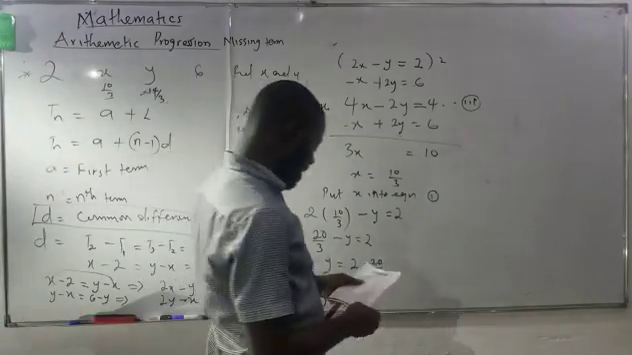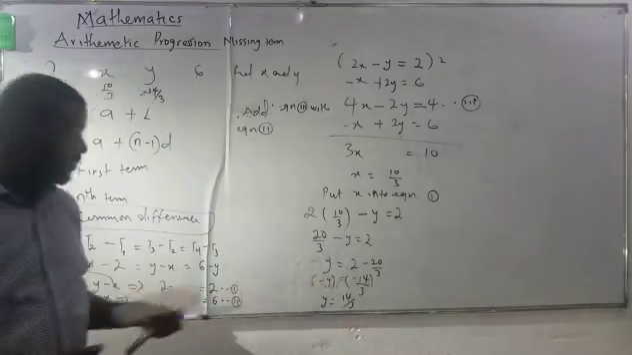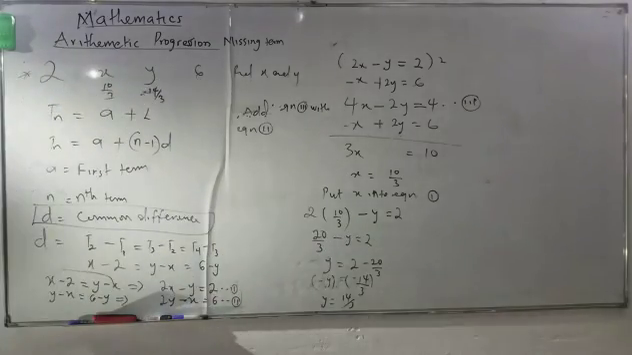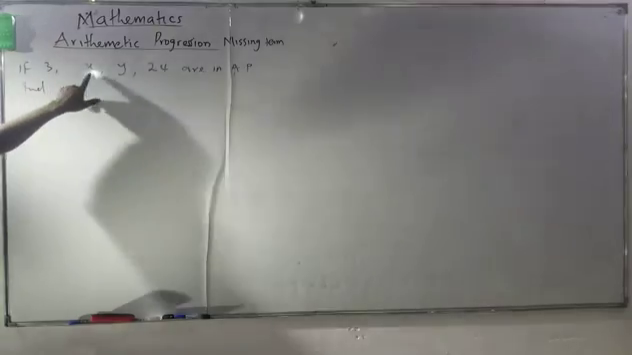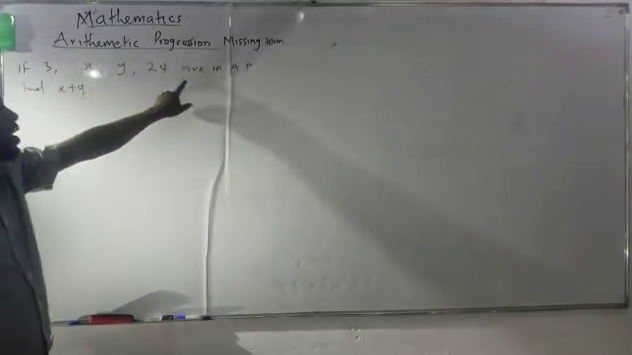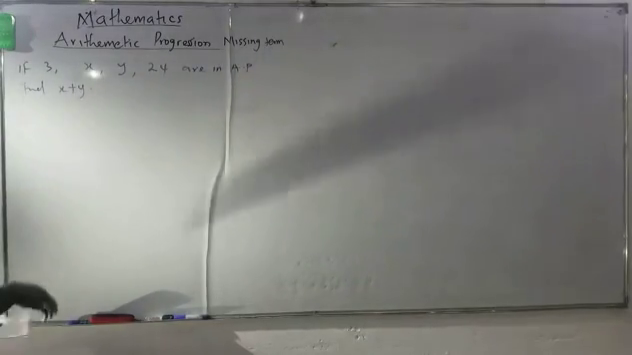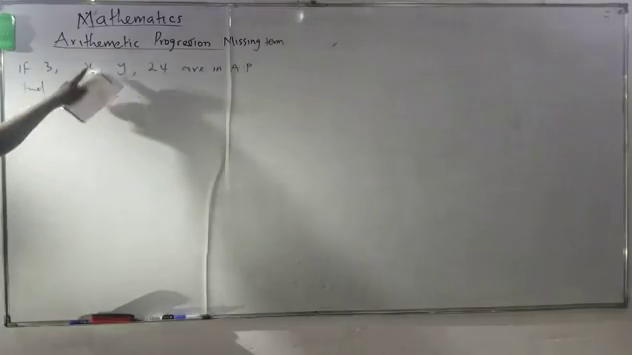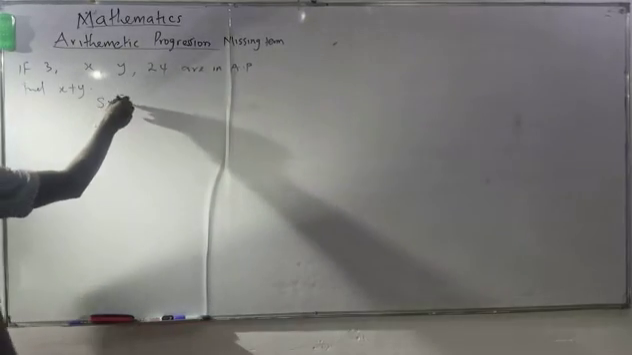Okay, allow me to write some questions. I have some problems there. Please permit me to write them down and let me show you how it's been done. Okay, look at this one: if 3x, y, and 24 are in AP, find x plus y. Before you can find x plus y, you must know the values of x and y. Okay, let's try to work out this.